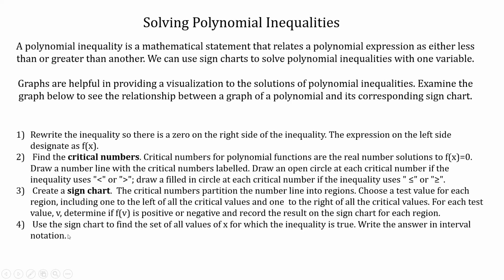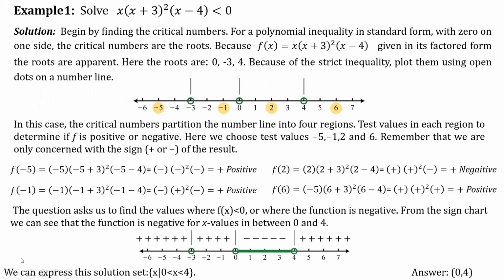And next, use the sign chart to find the set of all values of x for which the inequality is true. Write the answer in interval notation. So consider this polynomial inequality with the power of 4. Begin by finding the critical numbers for the polynomial inequality in standard form with 0 on one side.